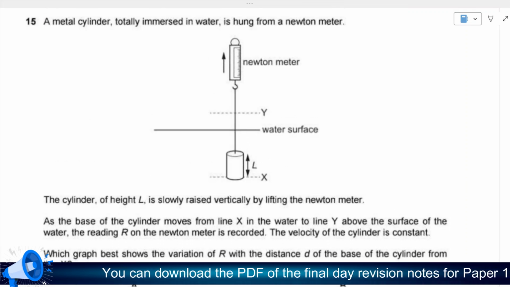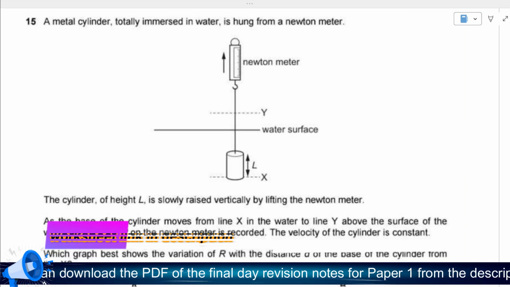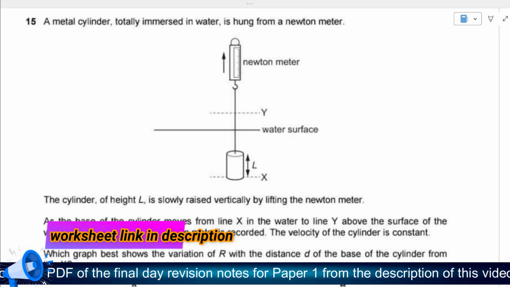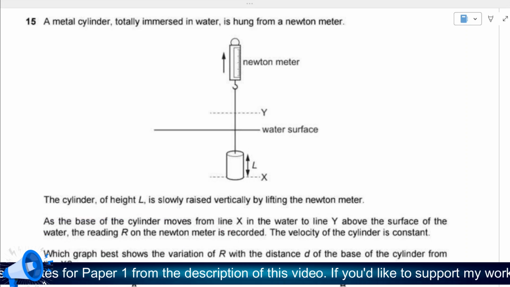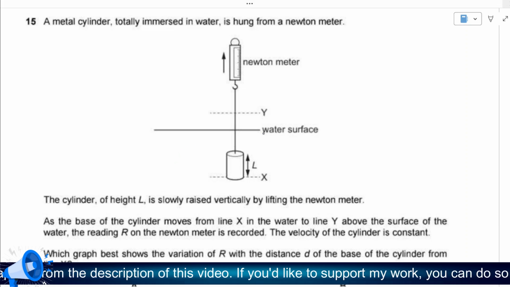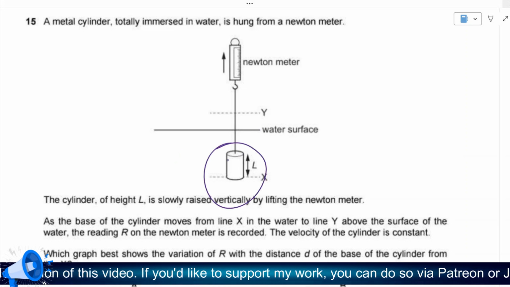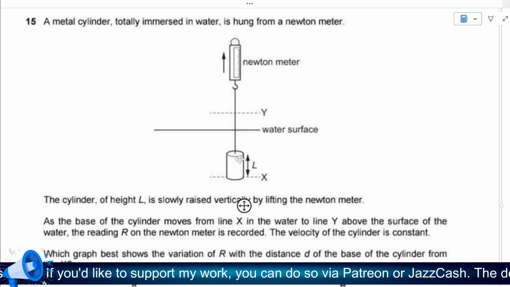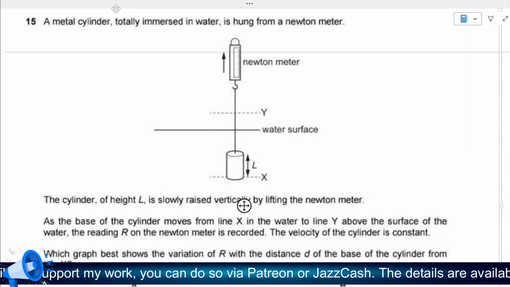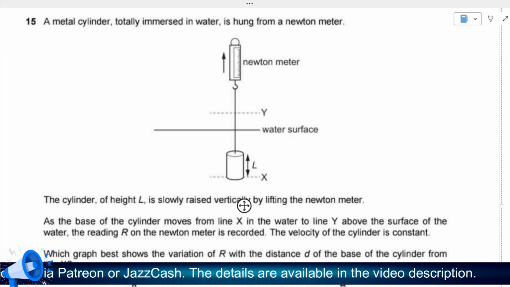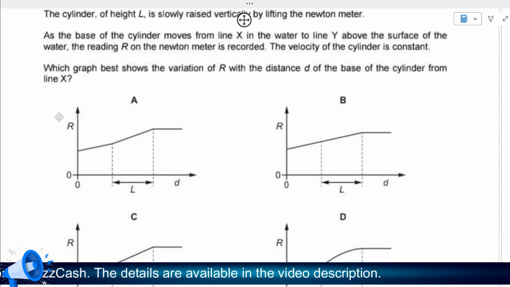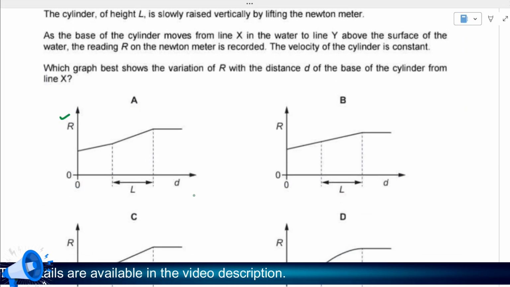So here we have the first one. We are provided with the situation, and if you go through the description here, they say that this cylinder is immersed in the water, and the question is about the graph between R and the distance of the base of the cylinder from the line X.